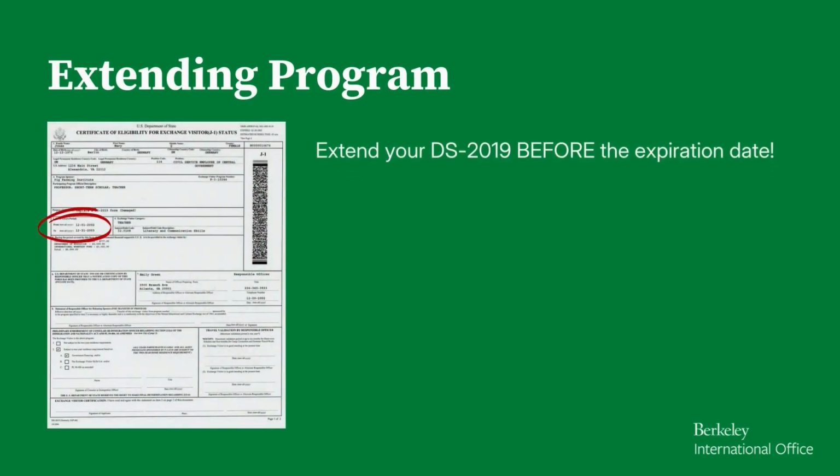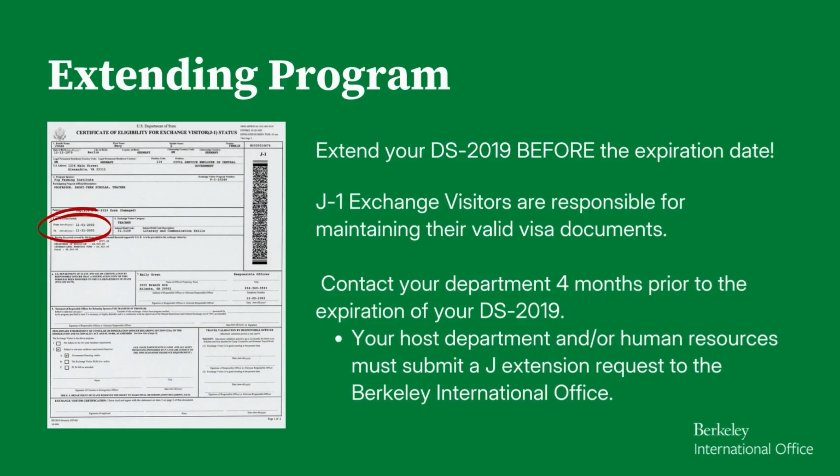Additionally, if you need to extend your J program, be aware that you must extend before the DS 2019 end date. Please be sure to contact your host department at least 4 months prior to the expiration date of your DS 2019 if possible. The campus process and timing can vary, so it's never too early to inquire about the extension process with your host department.